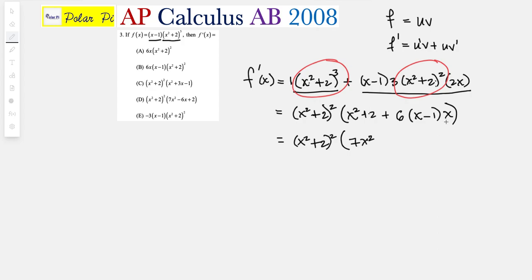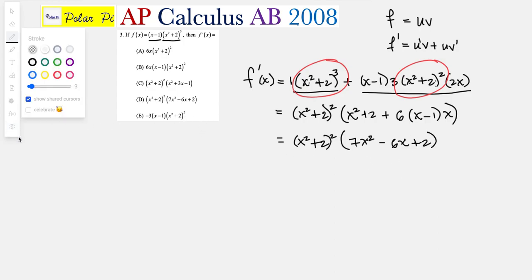And then we have a minus 6x, because we have that minus 6 right there, and we've got an x. So we've got minus 6x, and then a plus 2 at the end. So plus 2. Okay, so one of the answer choices should read that, and it does. That answer choice clearly is D. Okay, cool. All right, let's keep going.